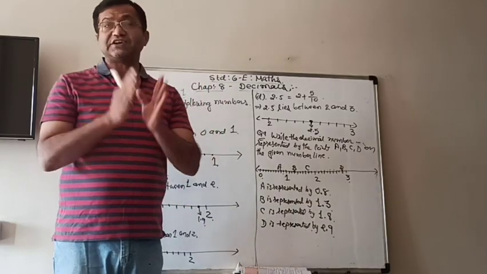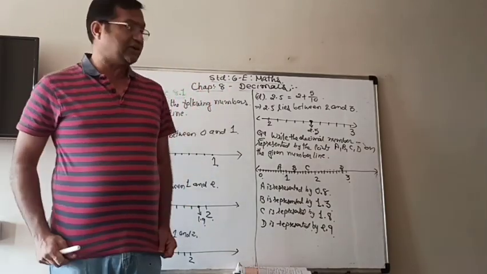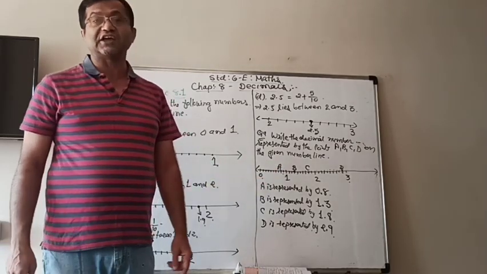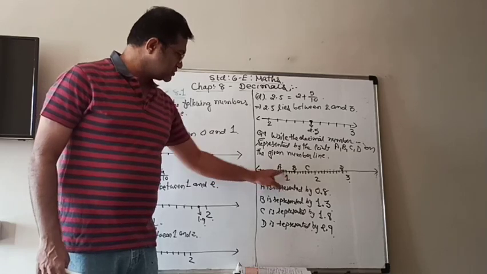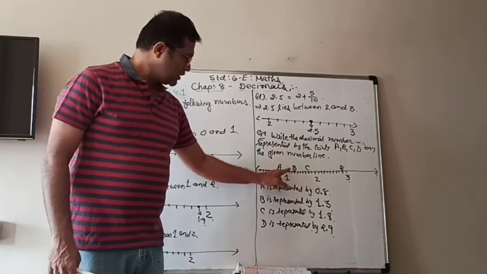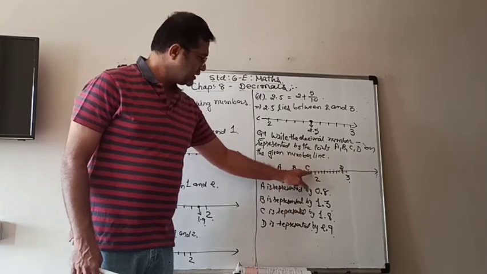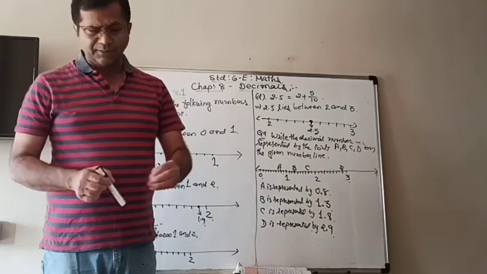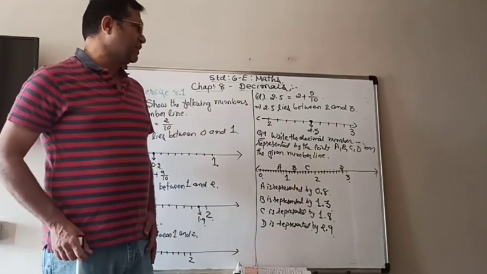So first check between which two whole numbers it is, and then count at which part it is there. So here between 0 and 1, so 0.8, then 1.3, 1.8 and then 2.9. Like that you can represent or check what the number is.